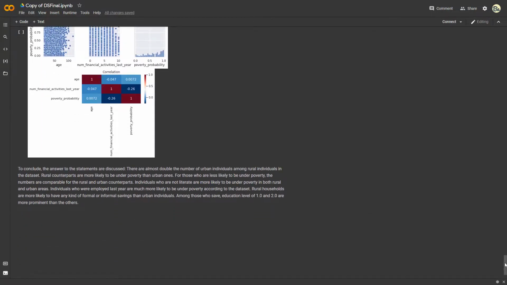Here we should conclude with various answers: urban individuals are more likely to be better off than rural individuals, as they have better accommodation and more resources for various activities. Individuals who are not literate are most likely to be in the poorer section as compared to people who are more literate. Urban people who have resources are not likely to be in the poorer sections. Individuals who have employment are most likely not to be in the poverty section.